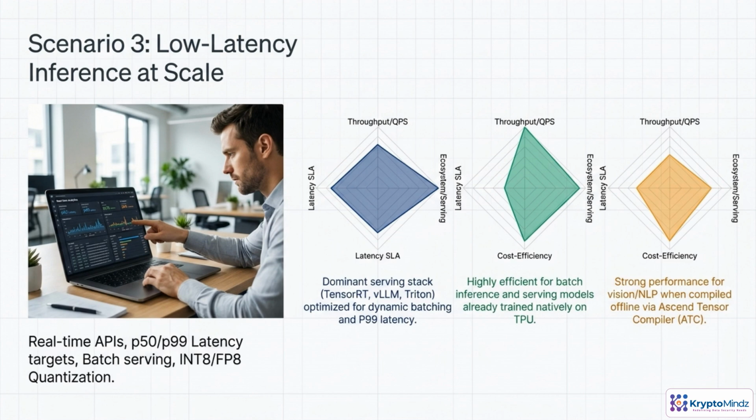Low latency inference is what matters when users are waiting in real time. Recommendations, chat, search, fraud checks. Here, the key levers are tail latency, throughput, and cost per query. NVIDIA GPUs usually win on flexibility. TensorRT, Triton, and modern LLM serving stacks give you fine control over dynamic batching and P99 latency, plus mature observability. TPUs work well when you can keep them busy with large batch inference, especially if the models were already trained on TPUs. Ascend performs well for vision and NLP once you compile models ahead of time and keep workloads relatively stable.